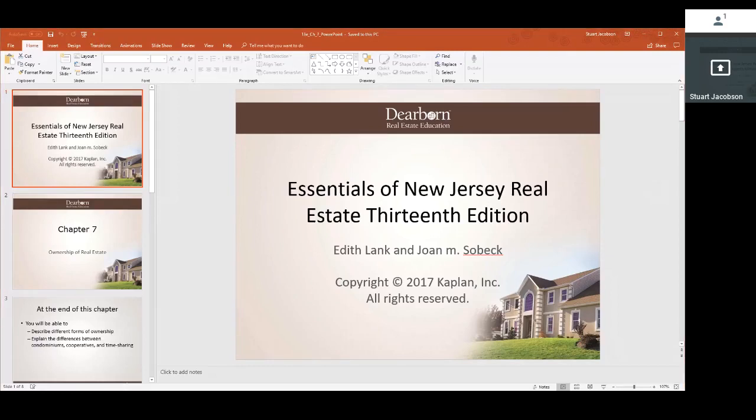All right, so we're going to be talking about the Essentials of New Jersey Real Estate, 13th edition, chapter 7, ownership of real estate. What we're going to be able to do is define the different ways in which we take title to a property, and then we're also going to be able to define some other forms of ownership.